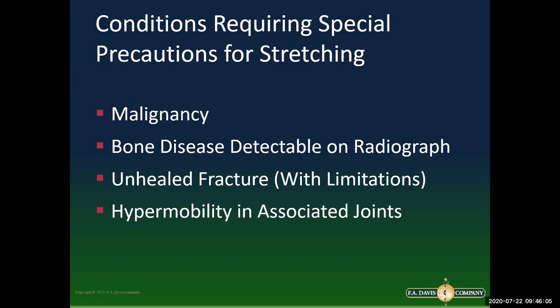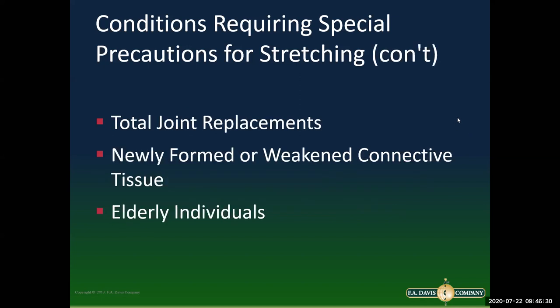And then hypermobility in the associated joint. So let's say that we want to mobilize the elbow, but that the radioulnar joints are really, really, really super hypermobile. We're probably not going to mobilize that elbow as much because we have a likely risk of injuring that interosseous joint between the two bones. So if you've got hypermobility in the associated joints, we're going to be careful as well.